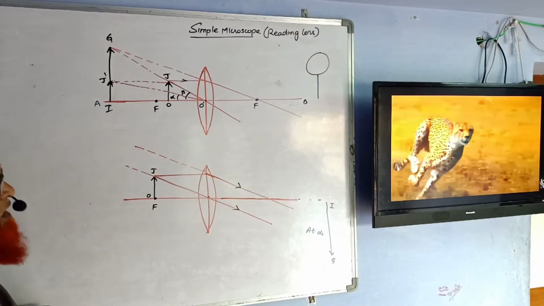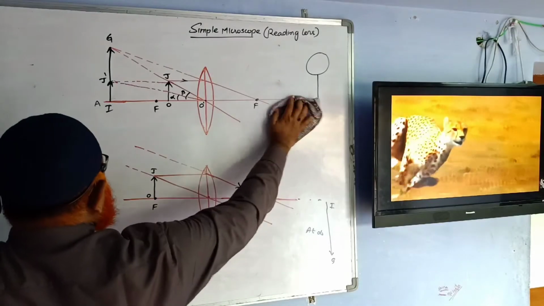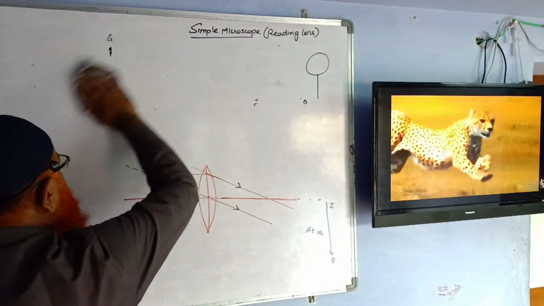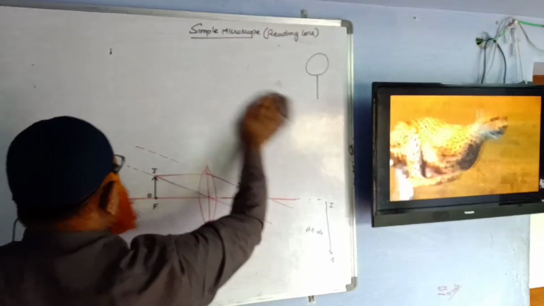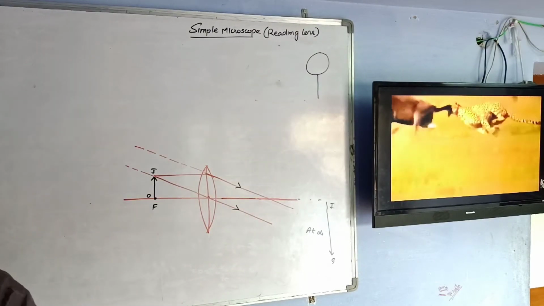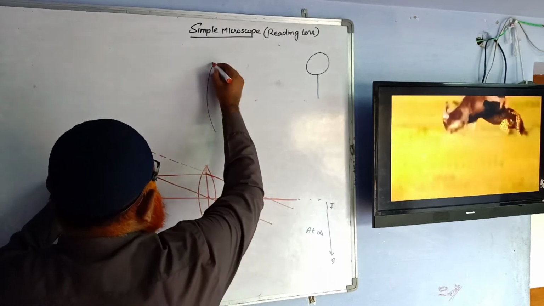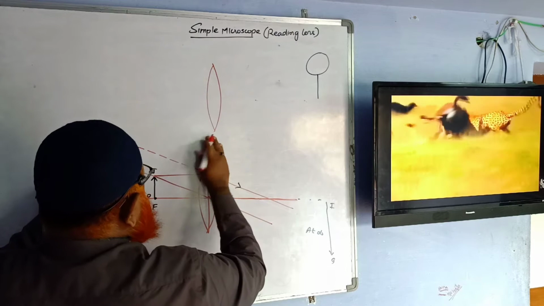I think it is better if I draw the diagram and show you what is happening here, so that it is very easily understood by you. See what is happening here. Here you are considering one lens. This is one lens here.